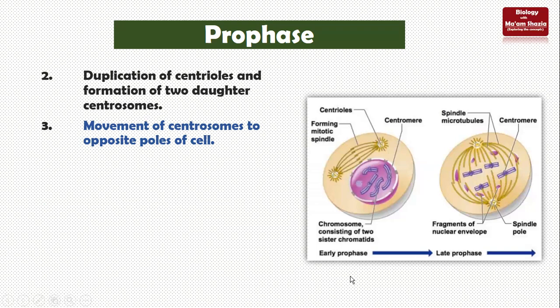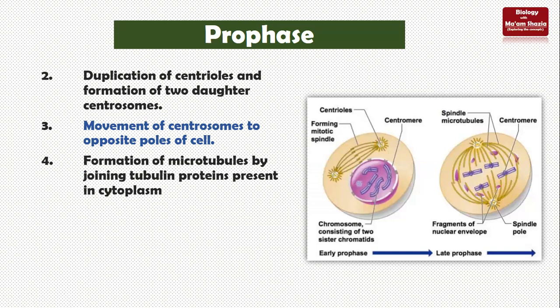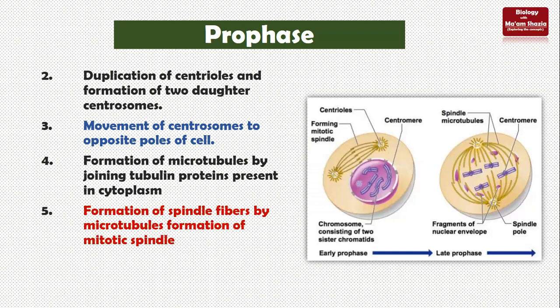This is the nucleoli present in the nucleolus, which is present inside the nucleus. We are unable to see it here because it has disappeared, and these are the completion of the central spindle fibers as well. So movement of the centrosome to the opposite pole of cells, formation of microtubules by joining tubulin proteins present in the cytoplasm. Formation of spindle fibers, microtubule formation of spindle, mitotic spindle.